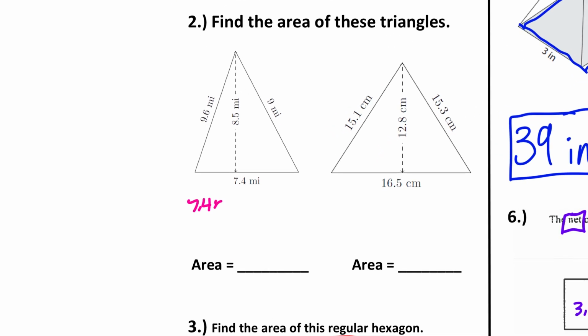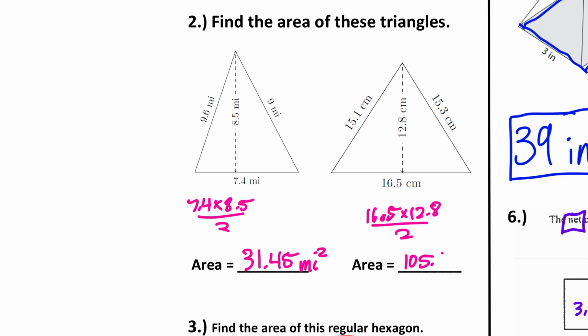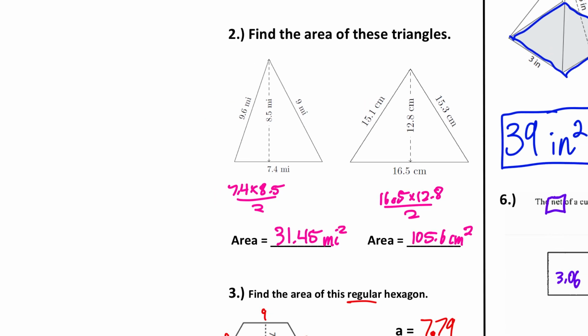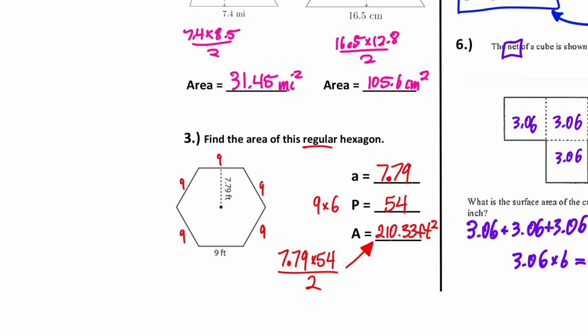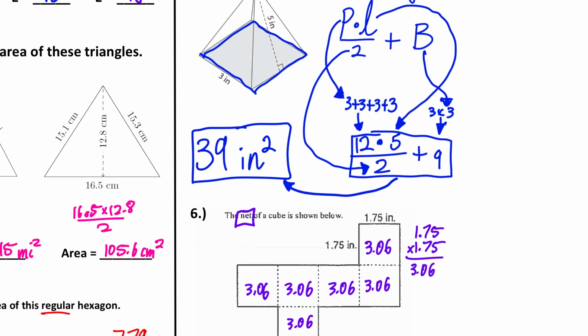All right. Next one, area of these triangles. So 7.4 times 8.5 divided by 2. Which is what? 31.45. 31.45 square miles. And then this one's 16.5 times 12.8 divided by 2. 105.6. Okay, we did that. We already did those. All right. Okay, next page.